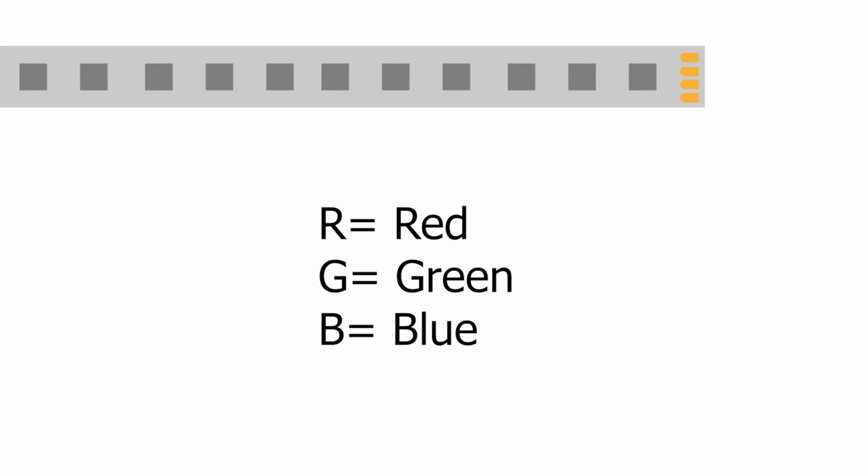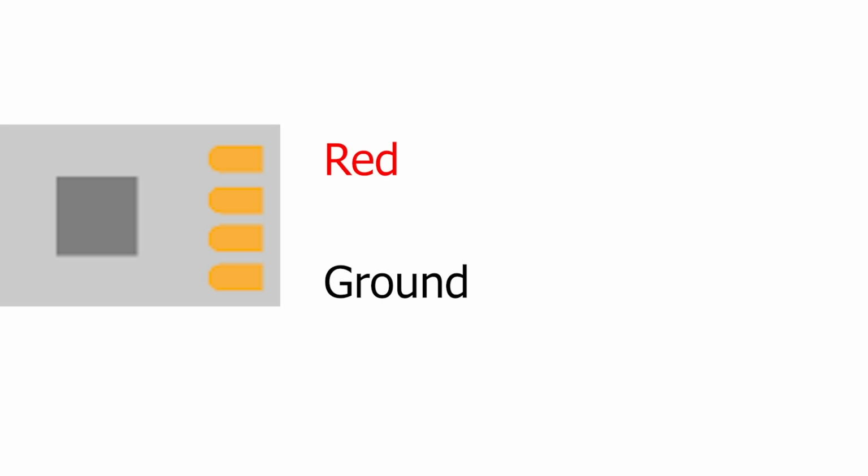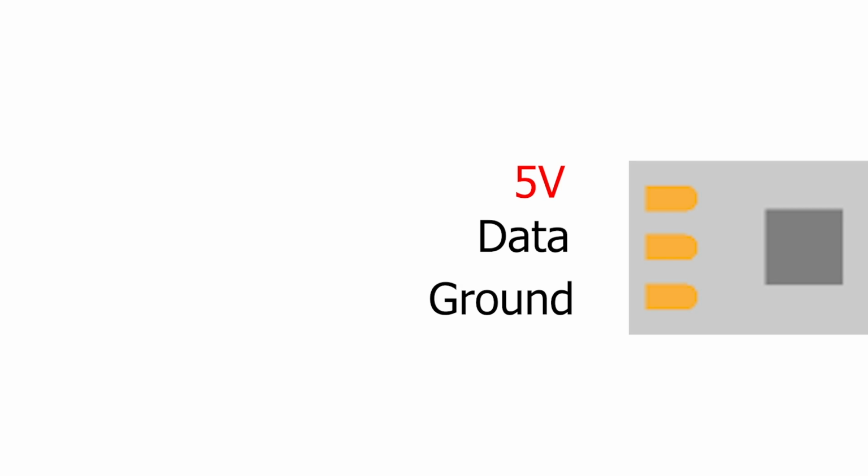So what's the difference between the RGB LED strip and the Neopixel LED strip? In an RGB LED strip, there are four contact points: one is ground, one is red, one is blue and one is green. But in a Neopixel LED strip, there are only three connection points: one is data, one is 5 volts, one is ground.